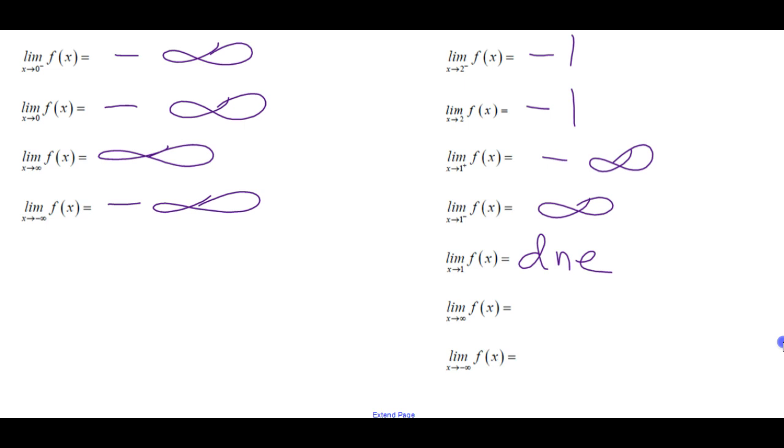Technically, your book would just say does not exist, which in that case really is sort of true. But we're going to start to say, hey, this limit is negative infinity. If it's good enough for university kids, it's good enough for us. And this limit is positive infinity.